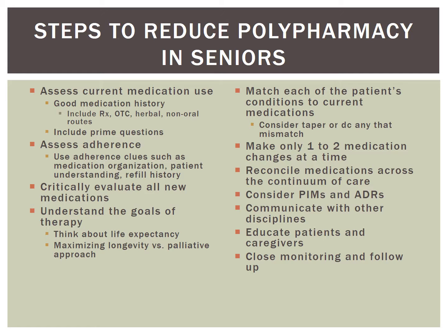We should always be matching each of the patient's conditions to their current medications. We can consider tapering or discontinuing any medications that may mismatch. We always want to only make 1 to 2 medication changes at a time. We want to make sure we're reconciling medications across the continuum of care. Be aware of potentially inappropriate medications and adverse drug reactions. Communicate with other disciplines, educate patients and caregivers, and always remember to have close monitoring and follow-up.